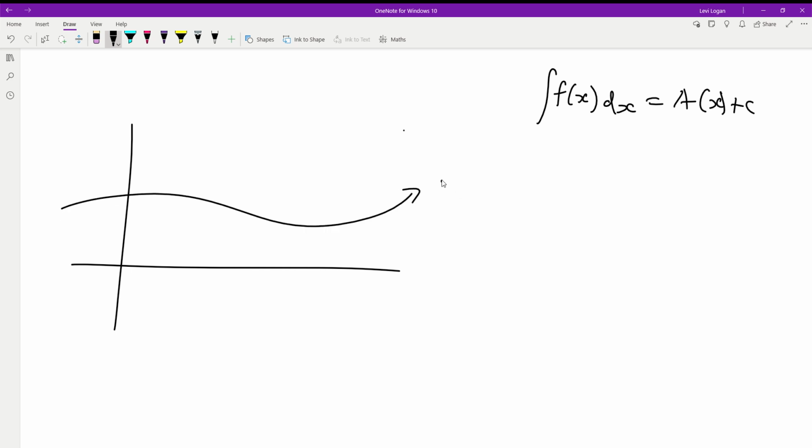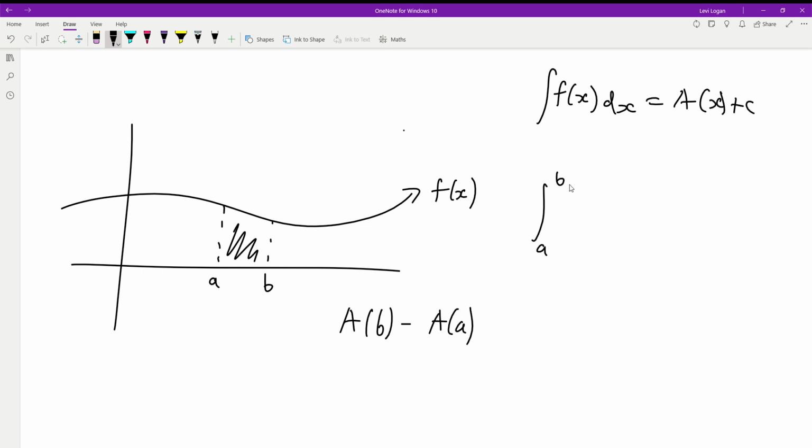Let's say I had f of x, and I wanted this exact area here. Let's say this was a and this was b. This area would be A of b minus A of a. So the way we can account for this is we can write our bounds on an integral. We write the lower bound down here, and the upper bound up here. So the integral of f of x is going to be equal to A of b minus A of a.